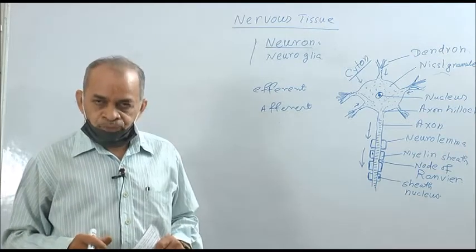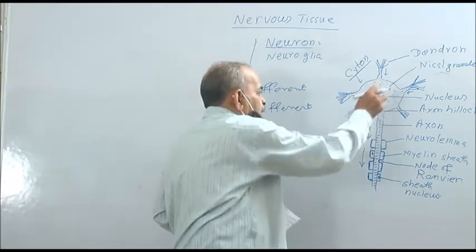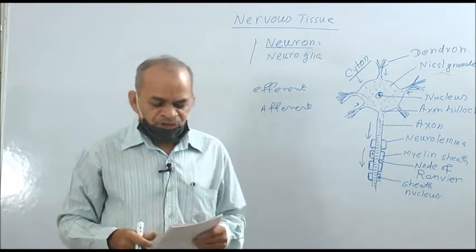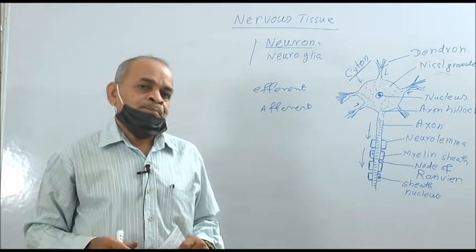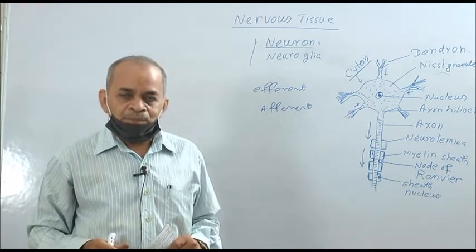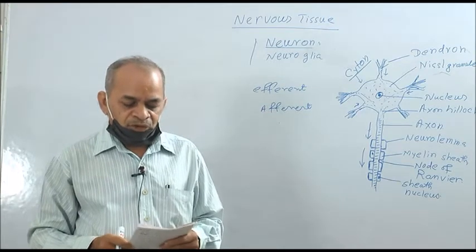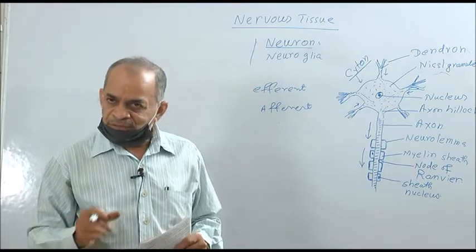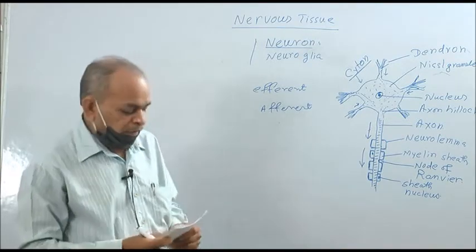Then number 2, Nissl granules. These are the Nissl granules. These are ribose nucleoproteins, either excretory or nutritive. Then number 3 is nucleus.